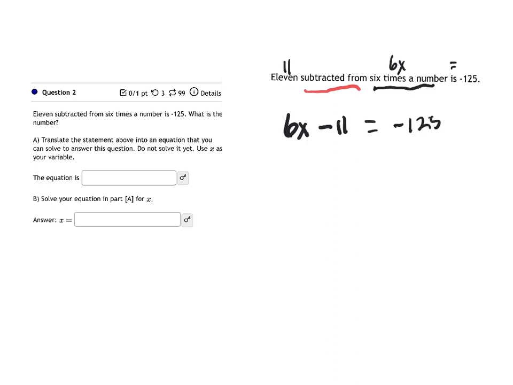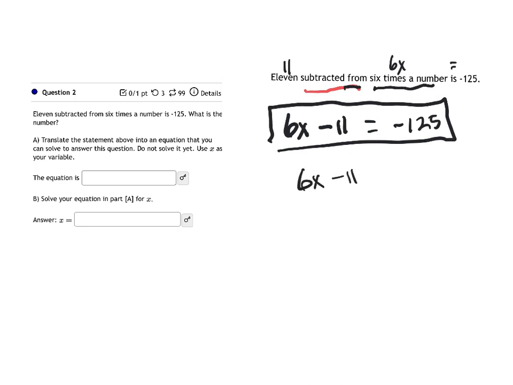Now it's important: when you multiply and when you add, the order doesn't matter. But when you divide and subtract, the order does matter. And again, we're subtracting 11 from the 6x. So the 6x has to go first because we're subtracting 11 from it. So this goes in our first answer blank. And now we'll solve it. We're going to have 6x minus 11 equals negative 125.